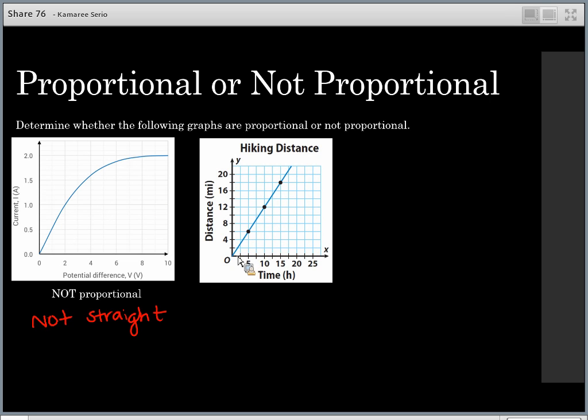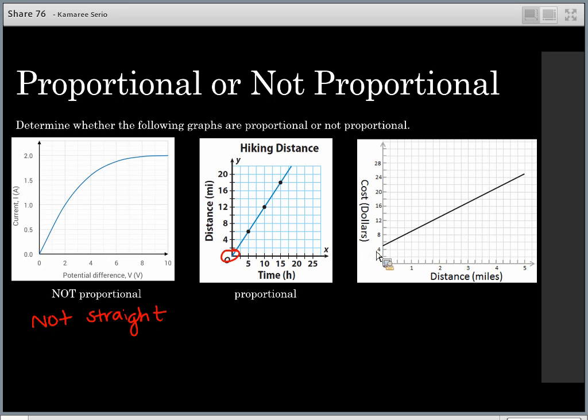Let's look at this graph. This line is straight, and does it pass through the origin 0, 0, which is over here? Yes, it does. So it's proportional because it's a straight line and it goes through the origin. Let's look at this graph here. So this line is straight, but it doesn't go through the origin, right? This spot right there does not pass through that. So this is not proportional because it does not go through the origin.